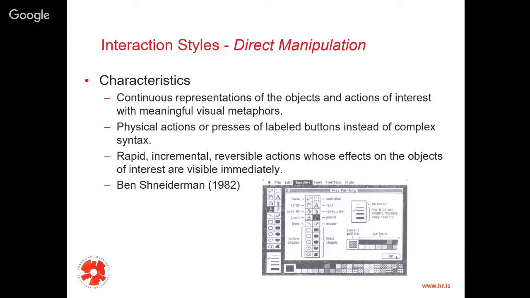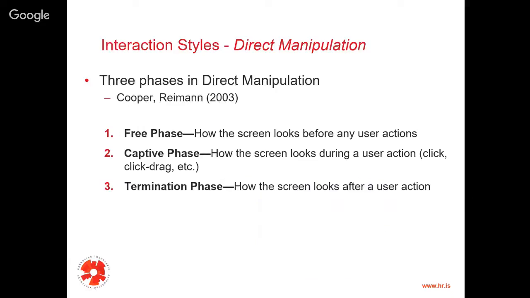If you made mistakes, you had done it. You couldn't reverse. It couldn't remember anything you did, how the status was before. So that was maybe the most important thing here. And it was Ben Shneiderman, one of the gurus in this field, that suggested this. And it has these three phases: how the screen looks before any user action, then how the screen looks during the user action when it's clicking and dragging, and then how it looks afterwards.